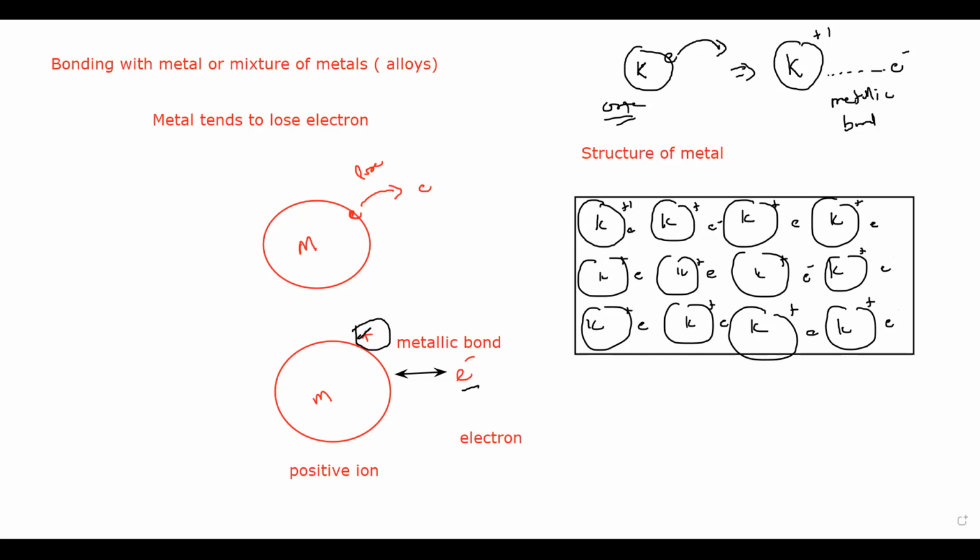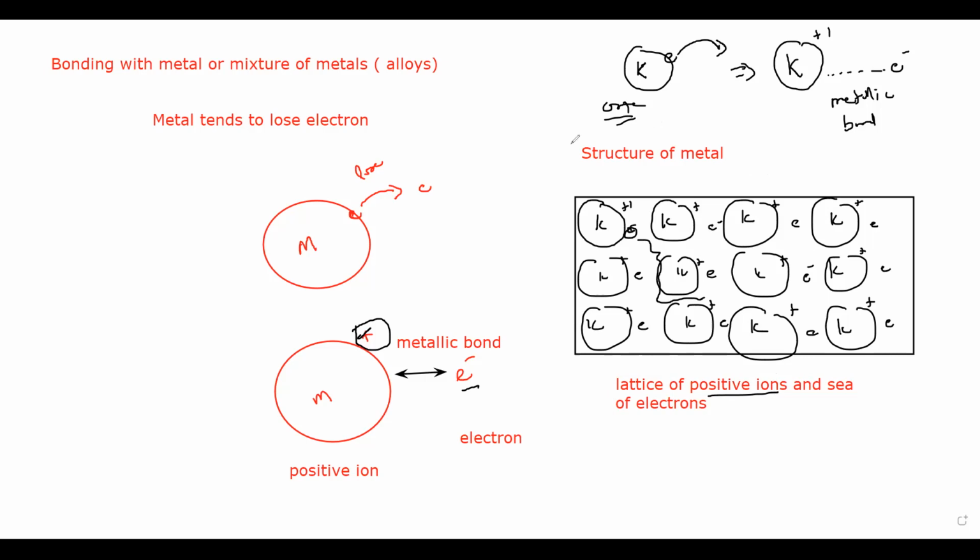So how we define this structure? We say we have a lattice of a positive ion. Lattice means regular arrangement. So lattice of positive ions and sea of electron. When we have lot of electrons, we use the term sea of electron. So what is the structure of a metal? A metal consists of a lattice of a positive ion, means arrangement of the positive ion, and there is a sea of electrons. There will be lot of electrons within the structure.